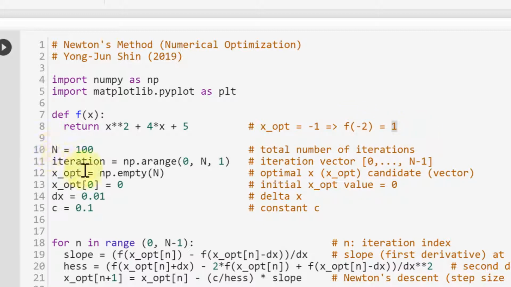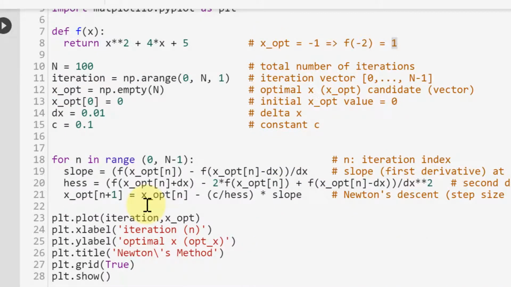This uppercase N is the total number of iterations. Iteration is a vector that goes from 0 up to N minus 1. And x_opt is the optimal x candidate, and it is a vector with N components. Our first candidate value is 0, and dx is a delta x, which is 0.01, and c is a constant value that becomes a part of our step size, and this c is 0.1.